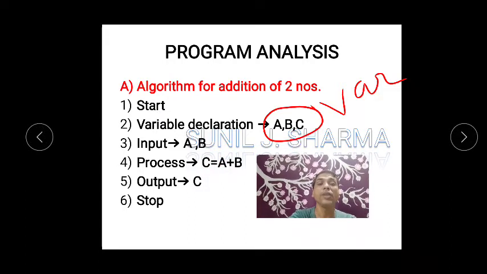Here you can see input, process, output. Input is A and B. Process means what formula? Everyone knows that if you want to add two numbers, we can use C = A + B. And where you want to show the output, you show it in C, because C is the third variable where you want to store your output.